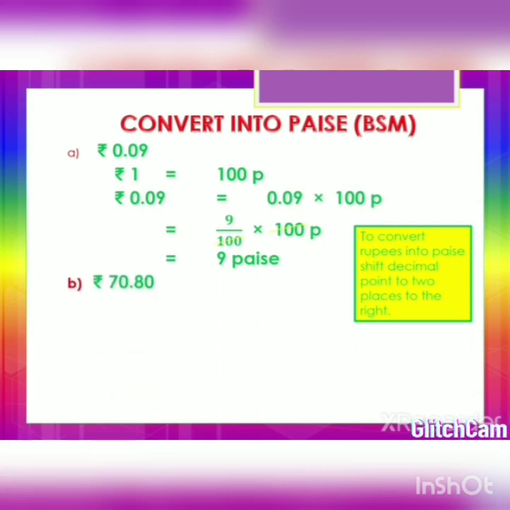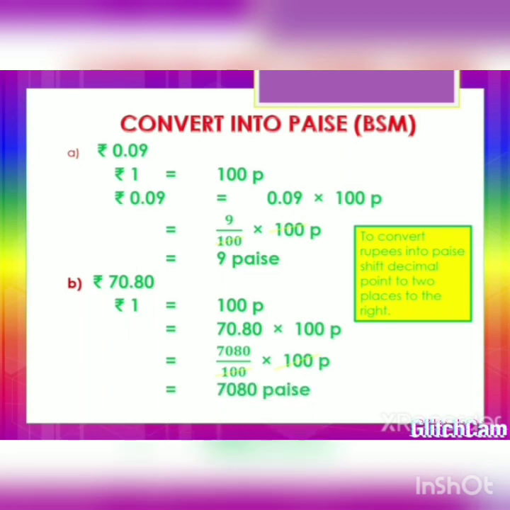Let's practice another question to convert rupees 70.80 into paise. First step is to write relation, that is rupee 1 is equal to 100 paise. In the second step, multiply 70.80 by 100. Here also we will convert 70.80 into fractions, that is 7080 upon 100, and after cancelling 100 by 100 we get 7080 paise as the answer.